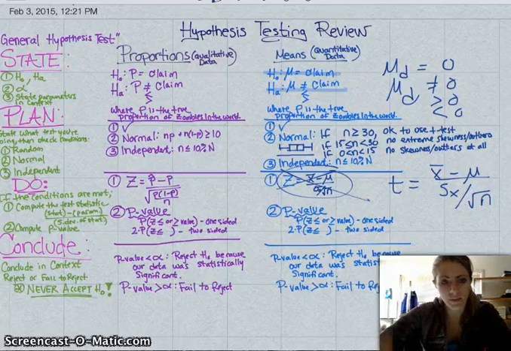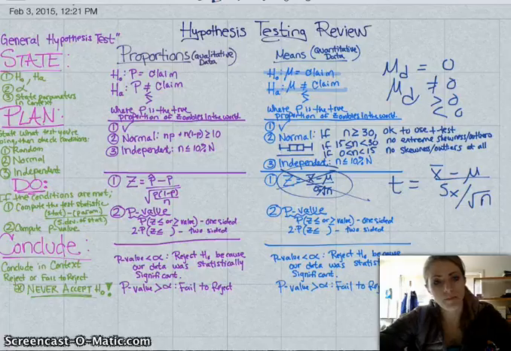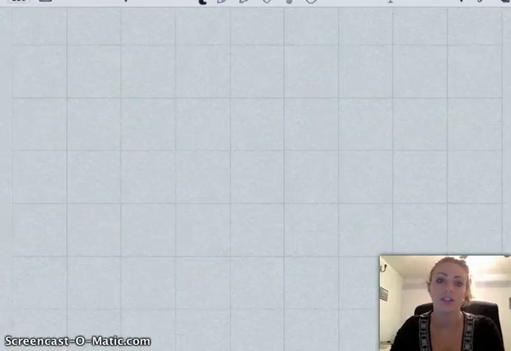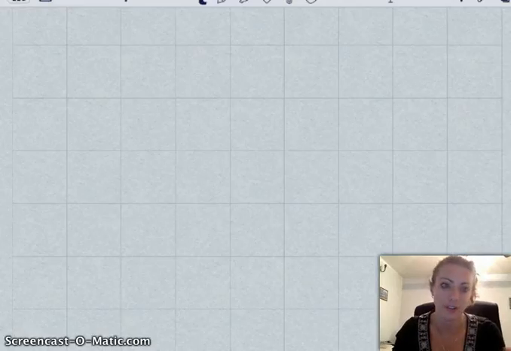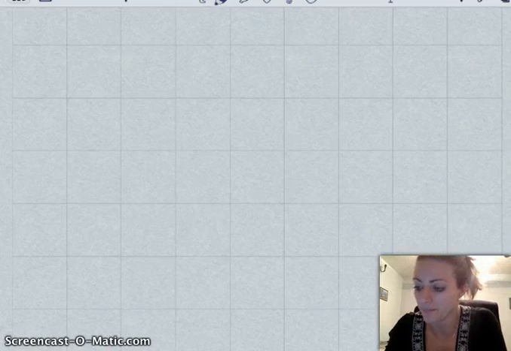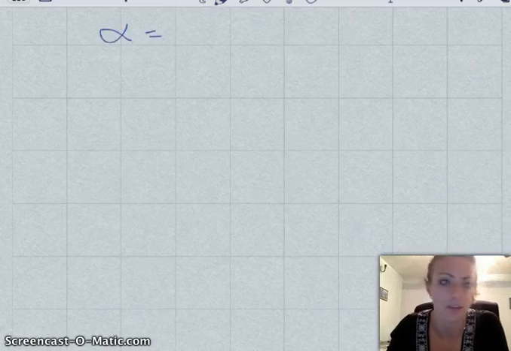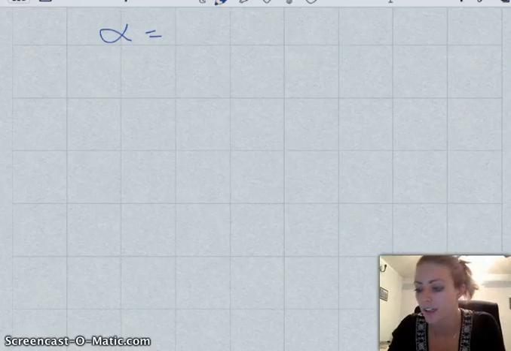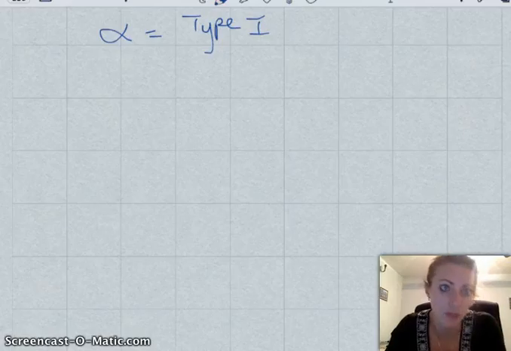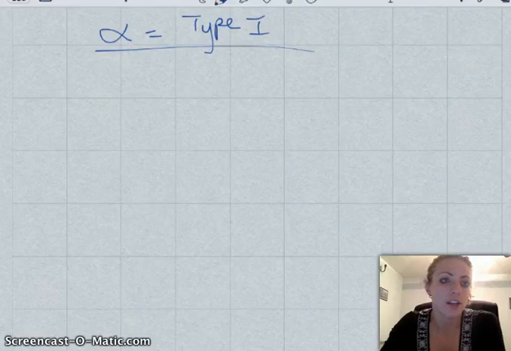And the last thing that we talked about was power and types of errors that you can make. So long story short, if you're just looking for how it is, alpha is going to be the probability of a type 1 error. And that's set ahead of time. So as long as you have your alpha set at 0.05, then the probability of making a type 1 error is 0.05.